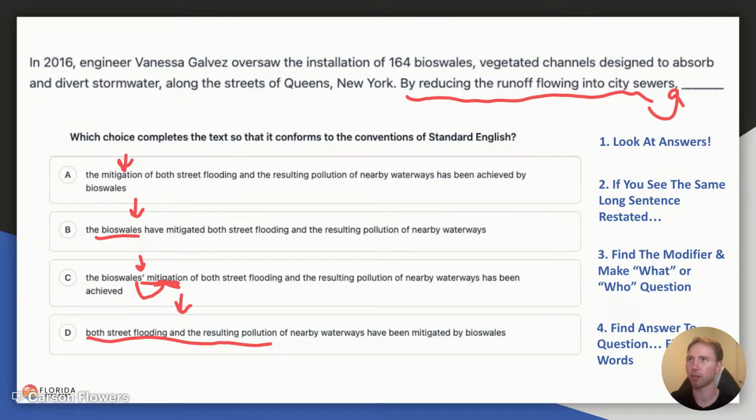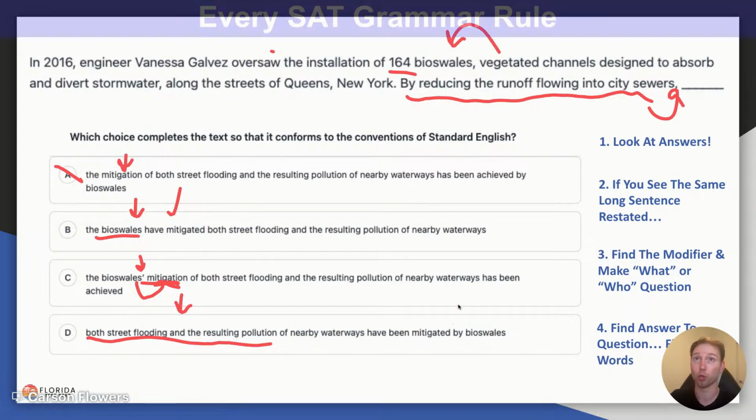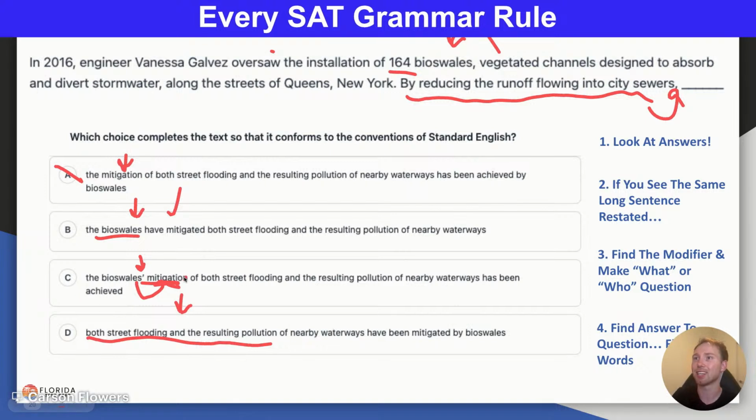And so in this case, what's reducing the runoff? Well, is mitigation reducing runoff? Not really. Are the bioswales reducing runoff? Yeah, right? Because we can look at the front and say, well, she oversaw the installation of 164 bioswales, which are vegetated channels designed to absorb and divert stormwater. Makes sense that these things would be reducing the runoff flowing into city sewers. C says mitigation again because it's the bioswales mitigation. And then D, both street flooding. So street flooding is diverting the water from flowing into sewers. That doesn't really make sense. So B must be the correct answer for this question.